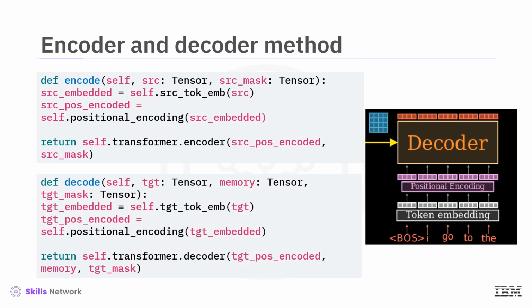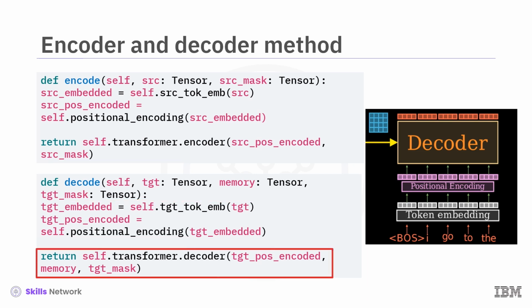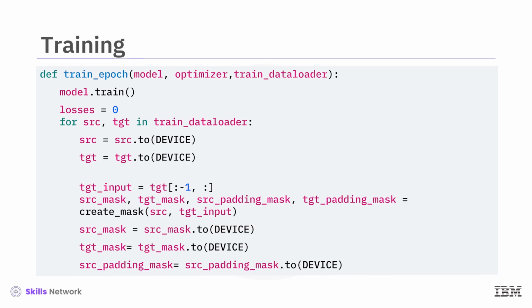Next, you'll define the decoder method, which takes the target sequence and the memory as inputs. The target sequence receives token embedding and positional encoding, similar to the source sequence. This prepared sequence is then passed to the decoder along with the memory, culminating in the generation of the result vector. The training process for transformers has some similarities to other methods, but let's focus on the key distinctions.